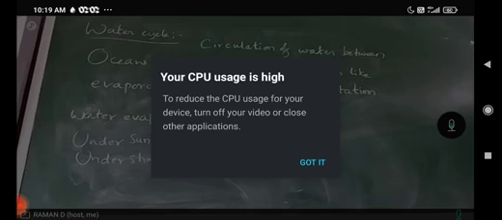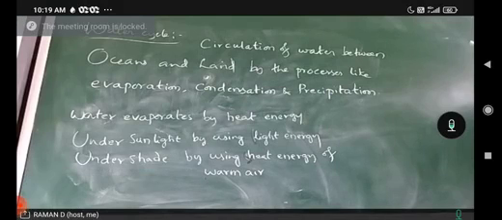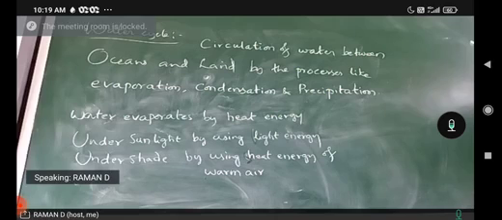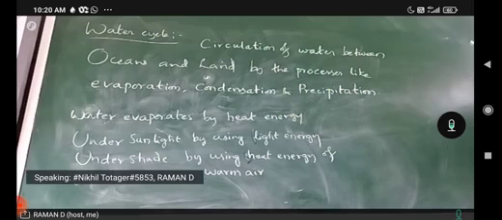In summer there is more heat, in winter there is less heat. Okay? Will evaporation occur faster or slowly under room temperature? Slowly. Okay. Slowly.